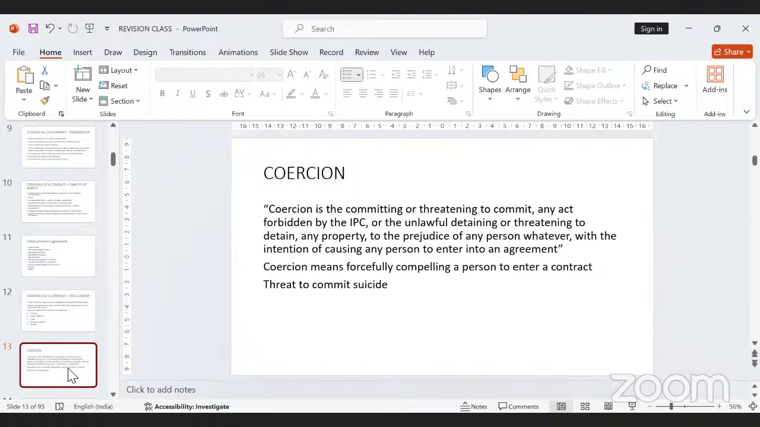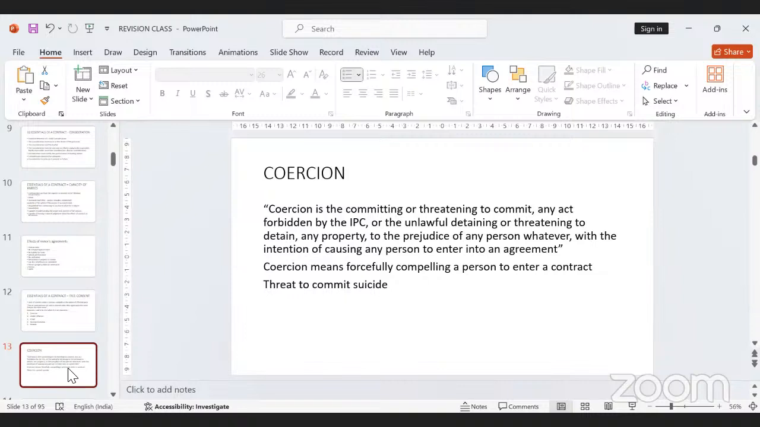Just a definition of coercion: it is committing or threatening to commit any act that is forbidden by the Indian Penal Code. Right? All that comes to coercion. In fact, threat to commit suicide also falls under coercion. So, if X threatens Y, saying that if you don't do this, I will commit suicide, or if you don't listen to me, I will commit suicide, this also amounts to coercion. So, threatening to commit suicide is also unlawful, illegal.